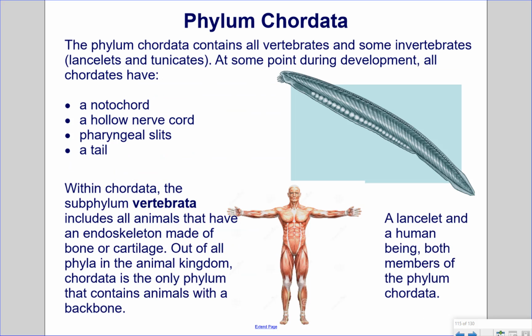Phylum Chordata. The phylum Chordata contains all vertebrates and some invertebrates, such as lancelets and tunicates. At some point during development, all chordates have a notochord, a hollow nerve cord, pharyngeal slits, and a tail. Within Chordata, the subphylum Vertebrata includes all animals that have an endoskeleton made of bone or cartilage. Out of all the phyla in the animal kingdom, Chordata is the only phylum that contains animals with a backbone.